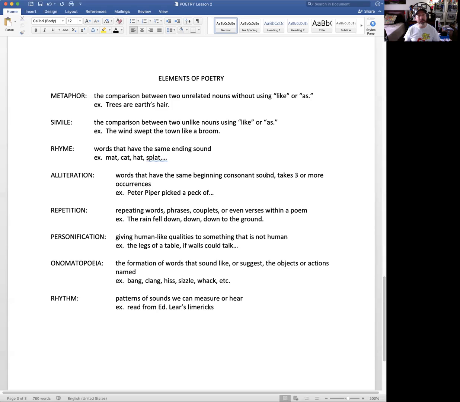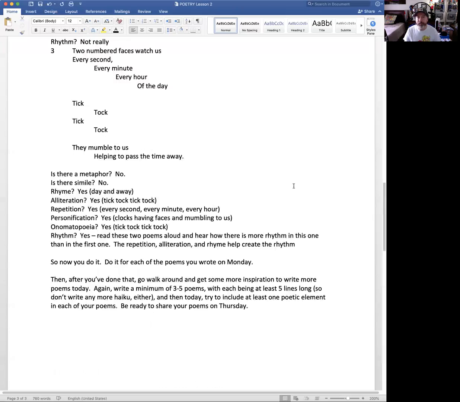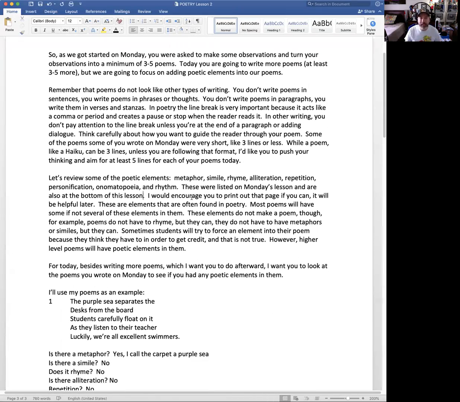Things that help with rhythm: rhyme helps, alliteration, repetition, those things definitely help to add to the rhythm of a poem, okay? So that's what we've just kind of done right here, okay? I actually encourage you to print out that page so you can have it as you are thinking about your poems, okay? You don't have to have those elements in every one of your poems, okay?